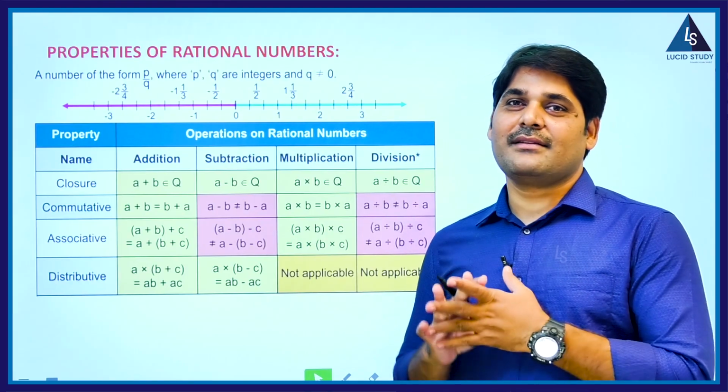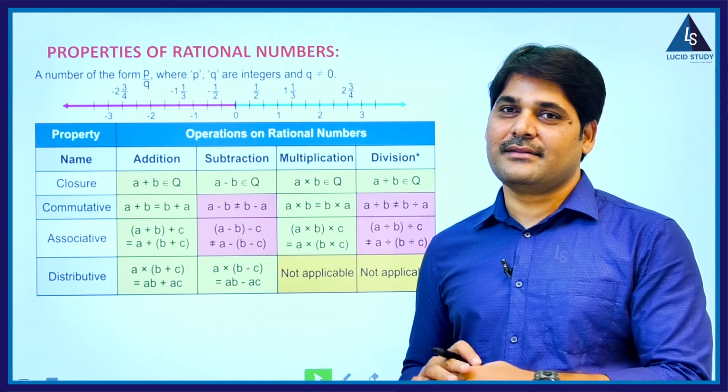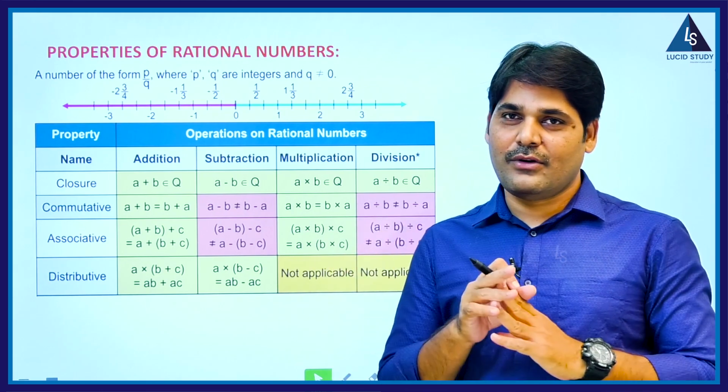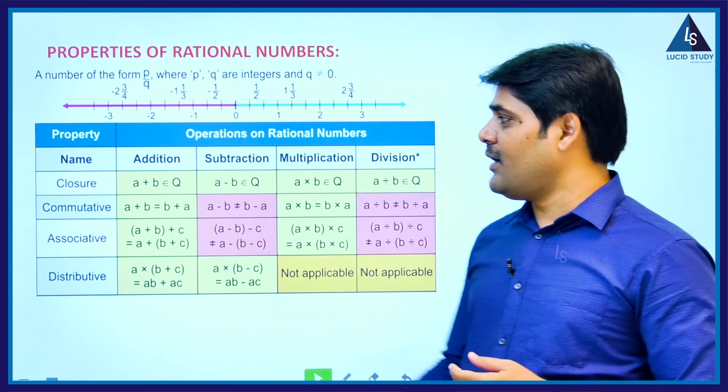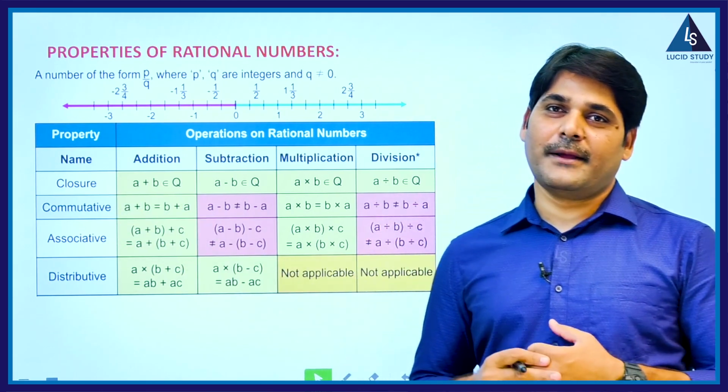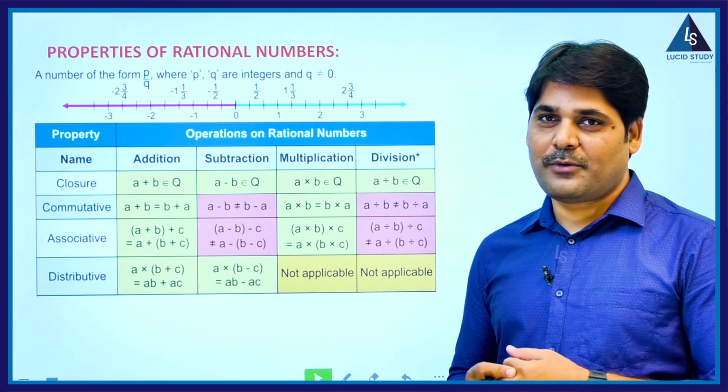So any numbers we will test with some properties, whether it will follow or not. Okay, so those properties I will tell you now. First one is closure property. What do you mean by closure property?